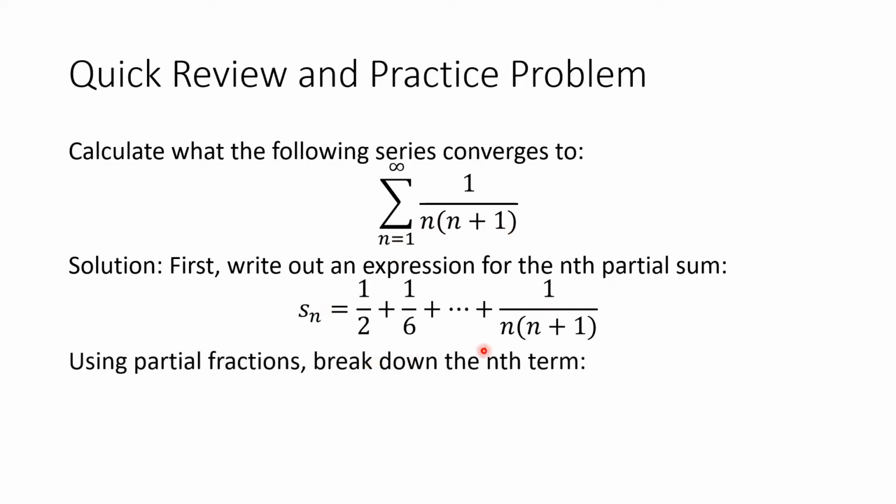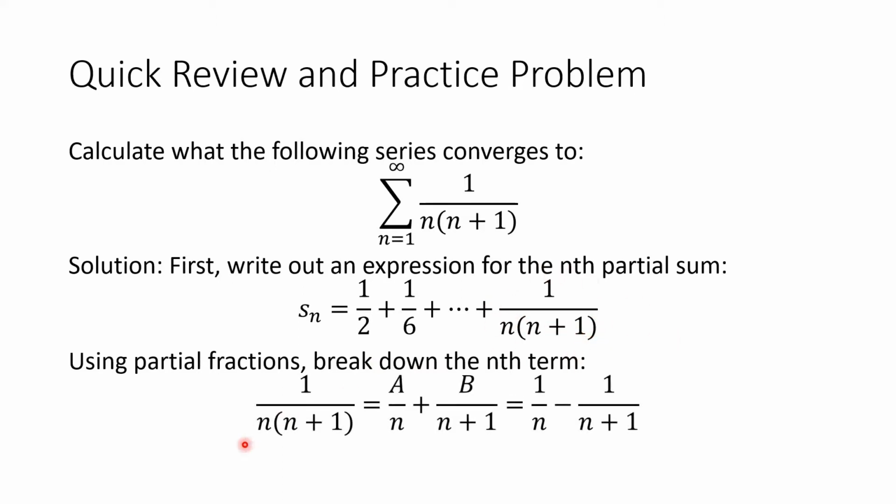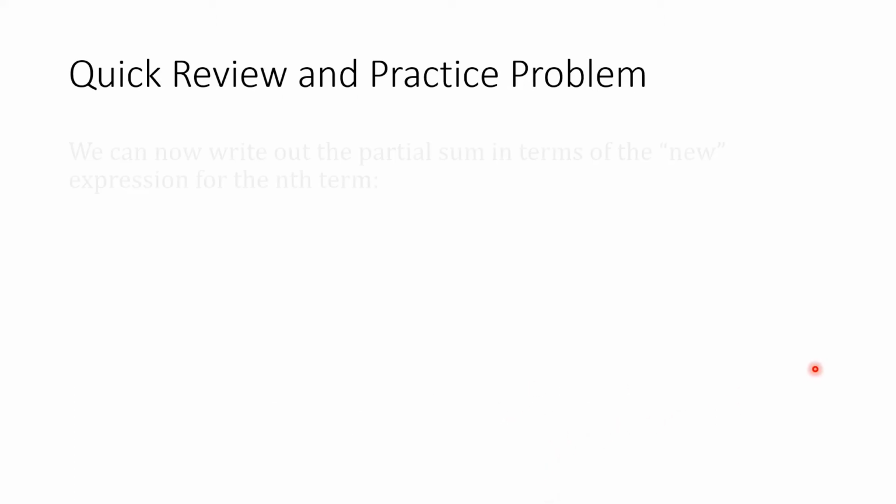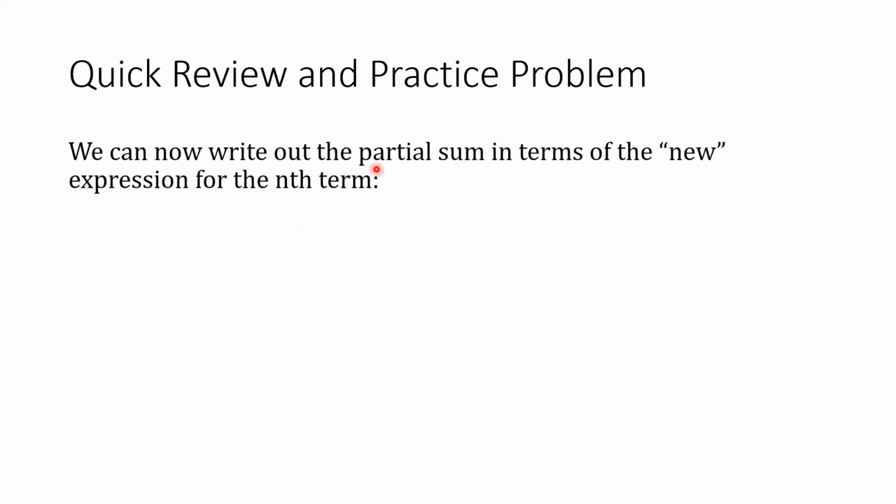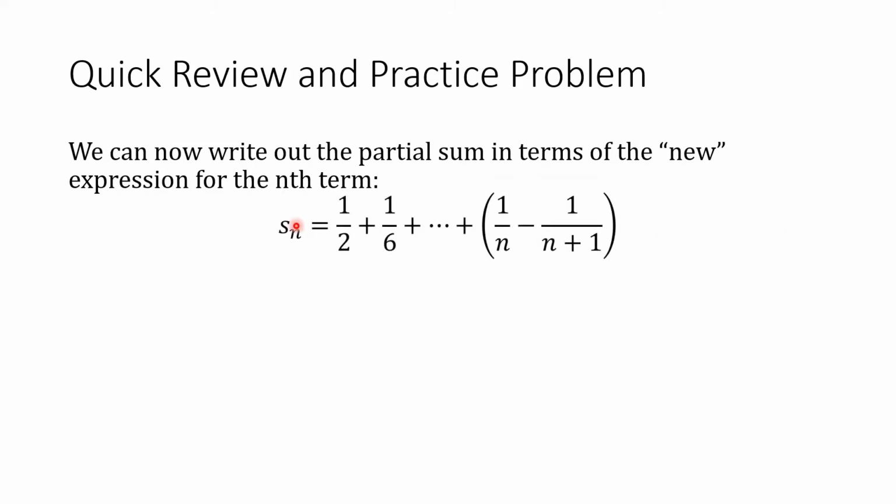Using partial fractions, let's break down the nth term, which is this one over here. We'll do the regular procedure. We'll get capital A over n plus capital B over n plus 1, which will yield 1 over n minus 1 over n plus 1. We can now write out the partial sum in terms of the new expression for the nth term. So S sub n is equal to 1/2 plus 1/6 plus etc. plus 1 over n minus 1 over n plus 1.